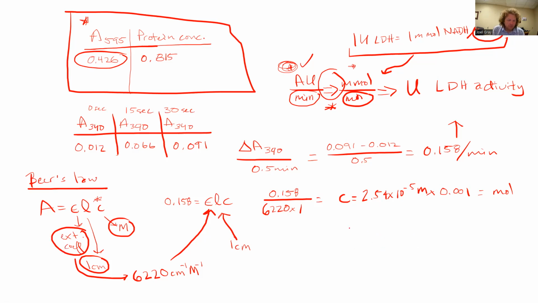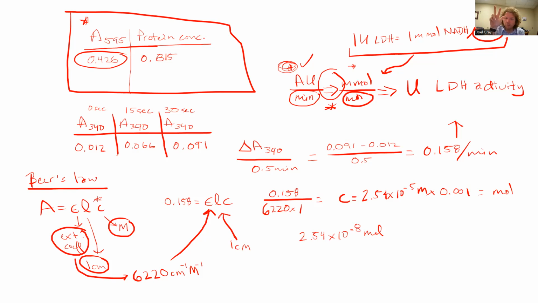That gives me, let's see if my calculator... This actually just gives me 2.54 times 10 to the negative 8 moles. Okay, so now I've gone from absorbance units to molarity to a concentration by using the Lambert-Beer law.